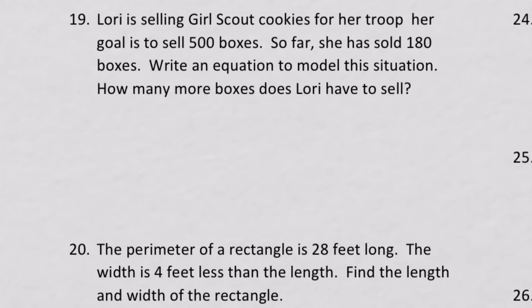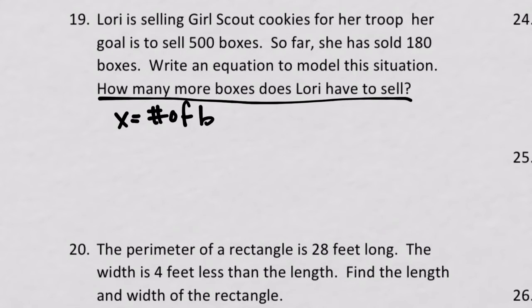Okay, 19. Lori is selling Girl Scout cookies for her troop. Her goal is to sell 500 boxes. So far she has sold 180 boxes. Write an equation to model this situation. How many more boxes does Lori have to sell? So what we need to find out in this one is how many more boxes Lori needs to sell. We'll call that X. Number of boxes needed still.